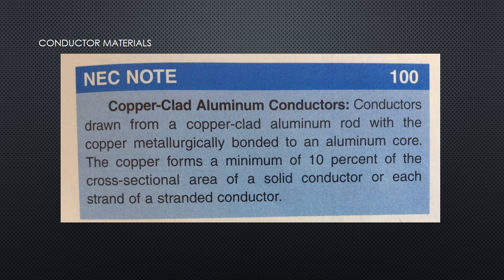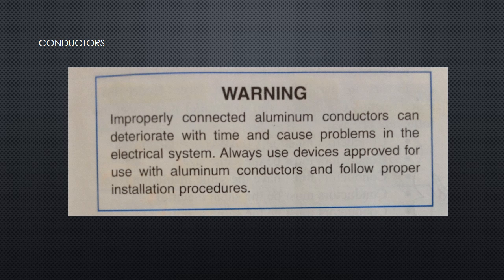Aluminum has a greater resistance than copper, requiring a larger size to equal the same ampacity as copper, generally 2 sizes larger. For example, a 2/0 AWG copper conductor will carry 200 amperes, whereas a 4/0 AWG aluminum conductor could be required to handle the same current. A warning: improperly connected aluminum conductors can deteriorate with time and cause problems in the electrical system. Always use devices approved for use with aluminum conductors and follow proper installation procedures.